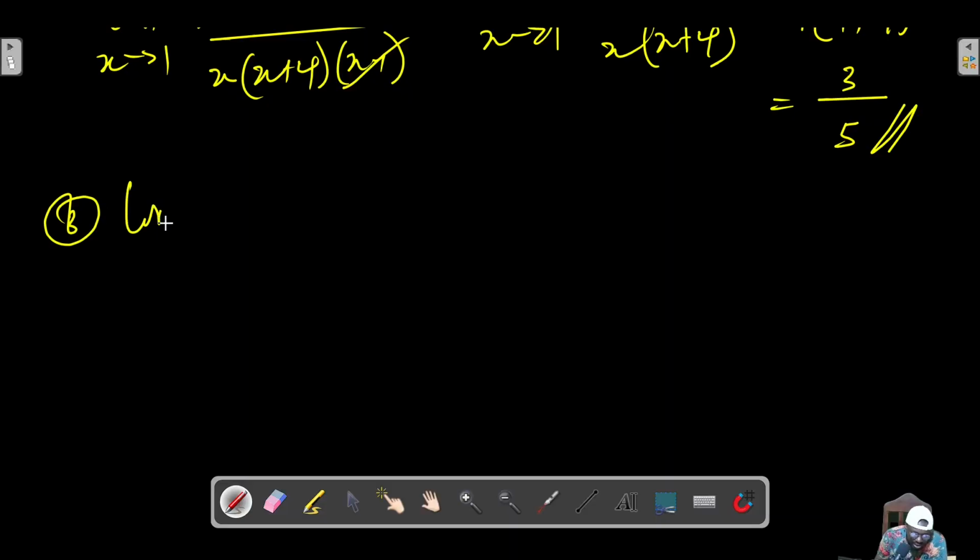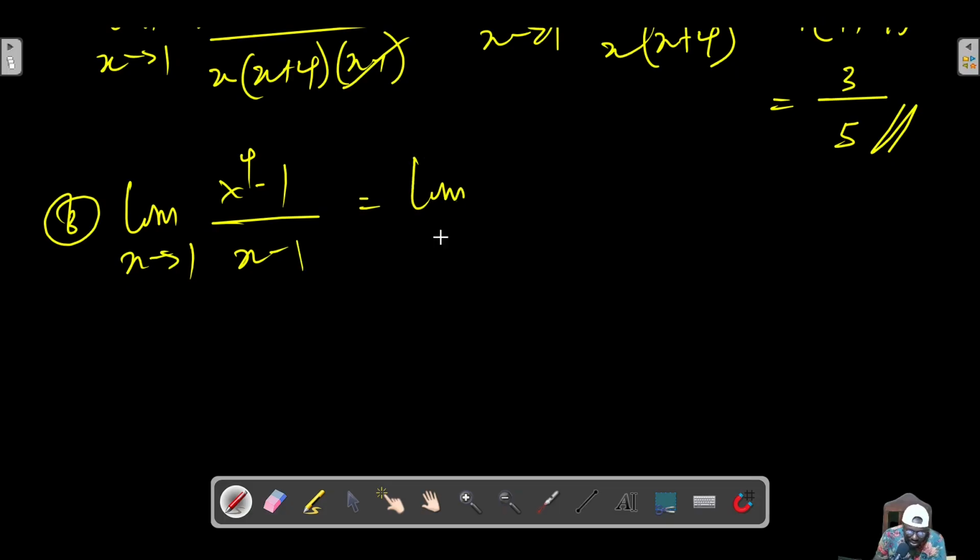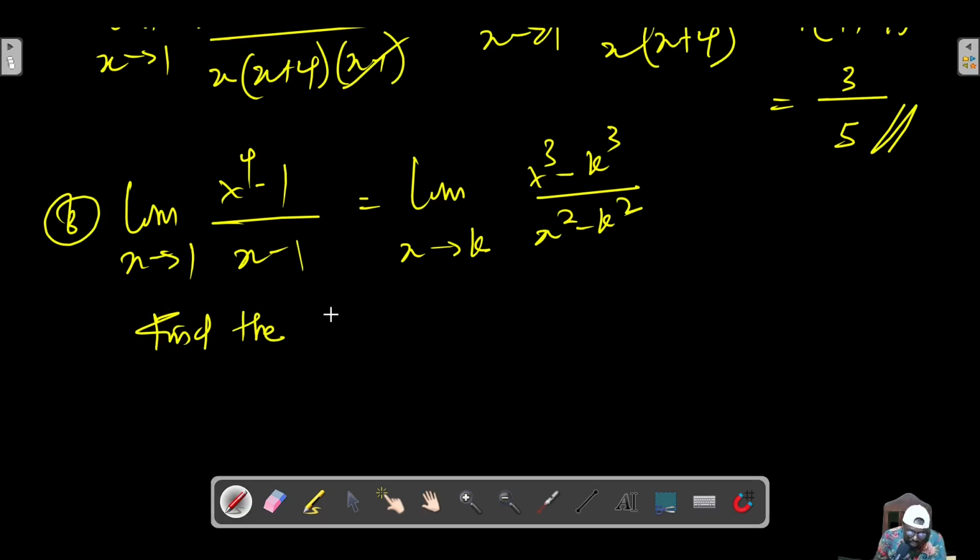That is question 3. The limit as x is approaching 1 of x raised to the power 4 minus 1 divided by x minus 1 is equal to the limit as x is approaching k of the expression x cubed minus k cubed divided by x squared minus k squared. Now this is a simple problem. The question is, find the value of k.